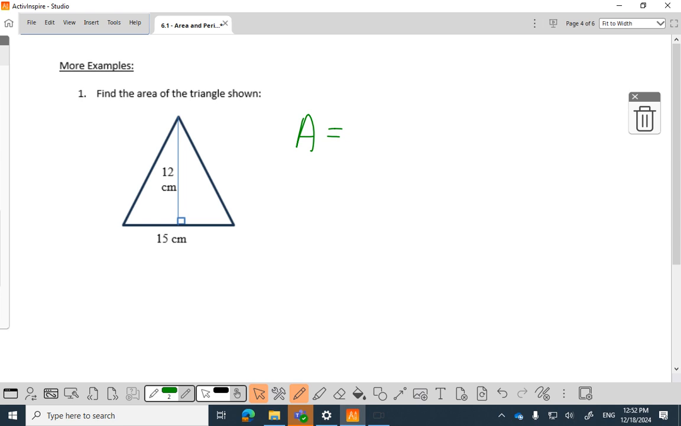Length times width divided by 2. And you can call it length and width. Often in the formulas, they'll call it base and height to try to help people. And I'll give you a formula sheet. You're going to have a formula sheet. You don't have to memorize these, but I'm hoping that some of them are in your brain somewhere.